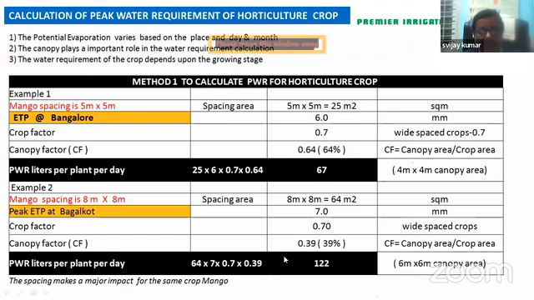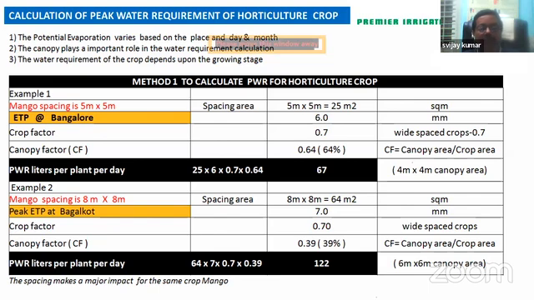But even then, if you notice, when we multiply the spacing by the evapotranspiration of 7 millimeters, by the crop factor and by the canopy factor, the water requirement works out to 122 liters. So what you understand from this particular slide is that when the spacing becomes larger and larger, the amount of water required by the crop will also be higher. So a fruit crop which has a higher spacing will definitely require more water, depending on how much canopy area it is going to cover.